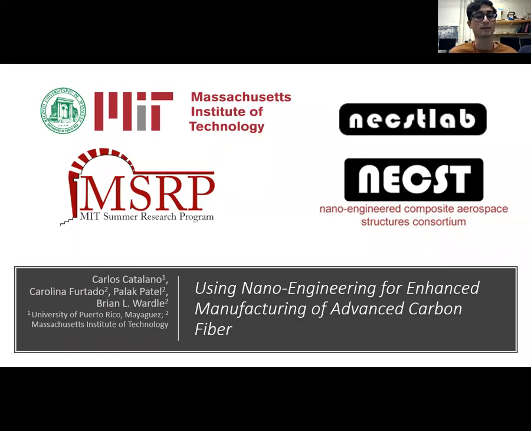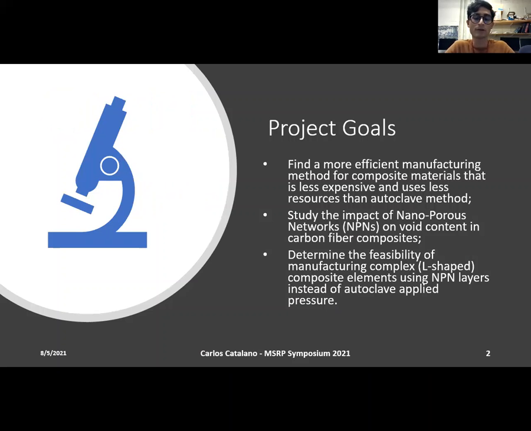Hello, my name is Catalano, and I'm going to be presenting to you my summer research project using Nano-Engineering for enhanced manufacturing of advanced carbon fiber. My project goal is to find a more efficient manufacturing method for composite materials, study the impact of nanoporous networks on void content, and determine the feasibility on complex geometry like L-shapes.